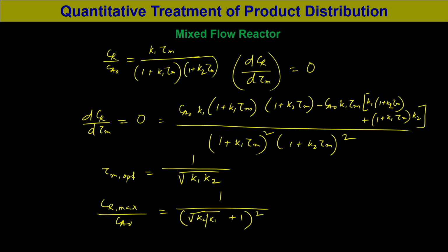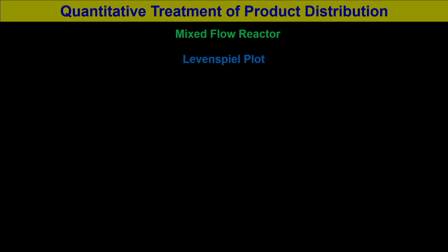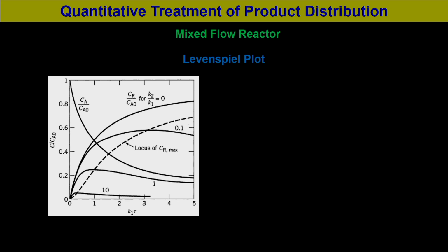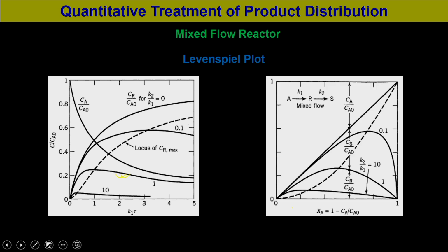So, the typical concentration profile can be seen in the Levenspiel plot, where the variation of K2 by K1 with respect to the product distribution and time can be seen over here in this case, and the relative concentration for mixed flow reactor for a series reaction can be seen at different K2 by K1 values at a different conversion level.